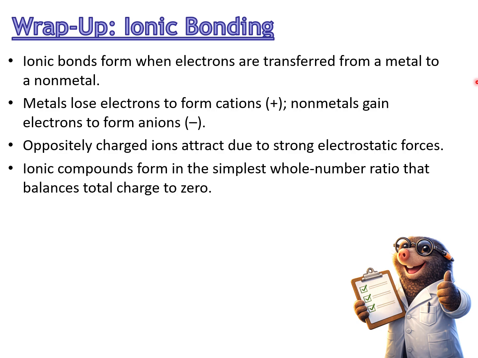Remember when you're writing formulas that you want to reduce if you're doing a swap and drop especially, you want to make sure that you have the simplest whole number ratio. So for example, if you were to write something like Mg4O4, that can be simplified because you have 4 to 4. You don't want to have 4 to 4. So that should be just MgO.